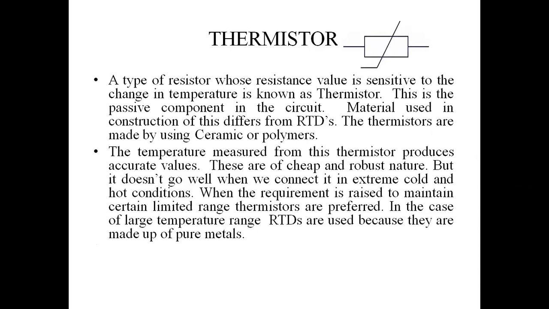Whereas in the case of a thermistor, the resistance value is sensitive to a change in temperature, it is known as a thermistor. This is a passive component in the circuit and the material used in the construction differs from RTD. The thermistors are made by using ceramic or polymers. The temperature measured from this thermistor produces accurate values. These are cheap and robust in nature. But it does not go well when you consider extreme cold and hot junctions. When the requirement is to maintain a certain limited range, thermistors are preferred. In the case of a large temperature range, RTDs are used because they are made up of pure metals.